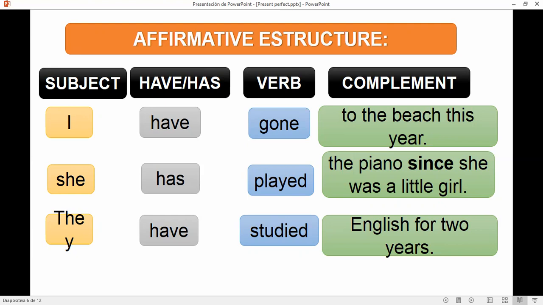Number 2, she has played. Here we are not going to say she have. No, she has. She has played the piano since she was a little girl. And the last one, they have studied English for 2 years. That is in affirmative, okay? We have the auxiliary verb that is have or has, and the verb in the past participle, okay?